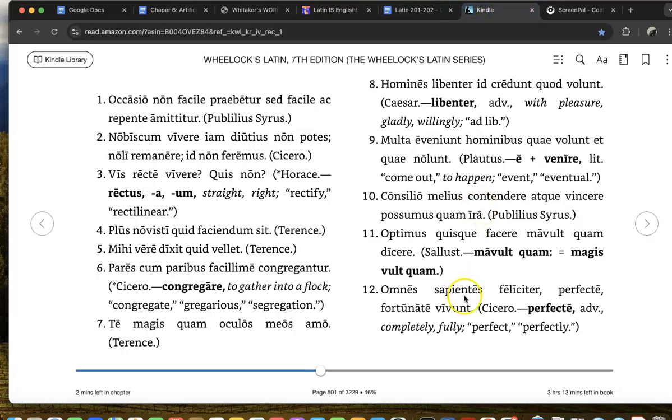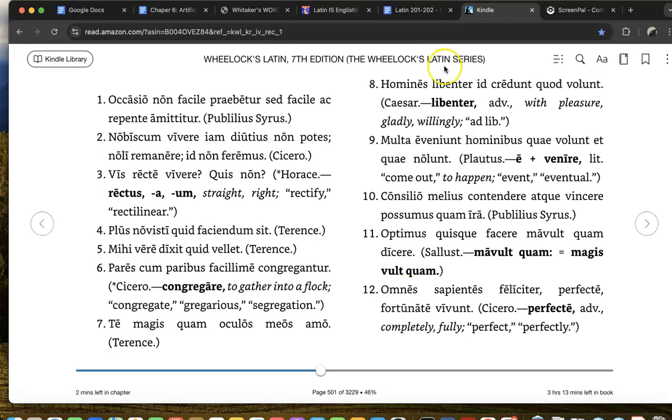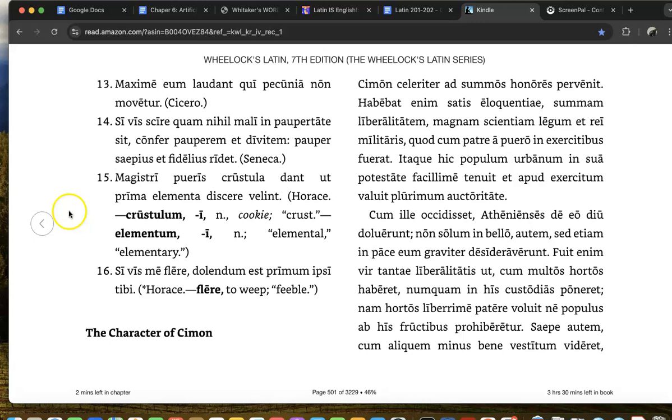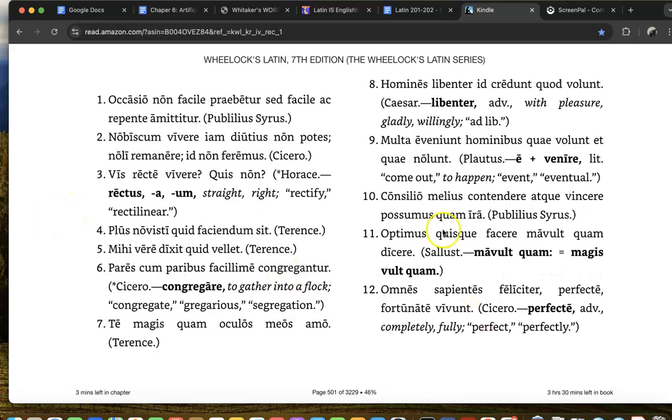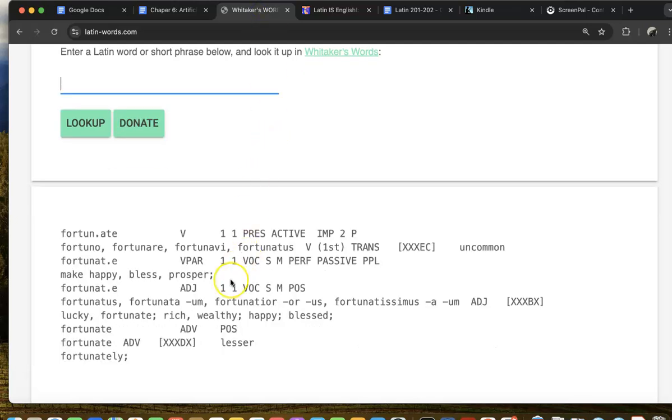And then we just have a series of three adverbs. So all wise men live happily, completely, and literally fortunately. Do they give us a different word for that? No. Fortunate, because fortunately sounds a little bit weird in English. The idea must be, so we're going to go with fortunately.